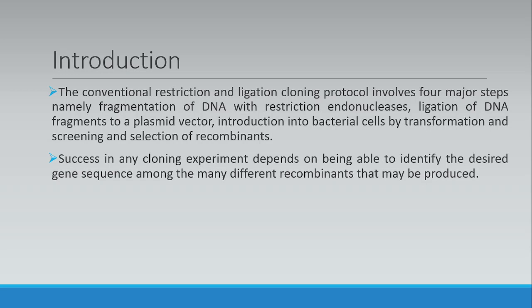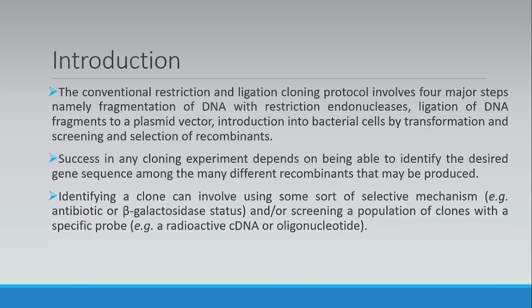So you have a host of recombinants, and from among them you will have to screen your recombinants. Identifying a clone can involve using some sort of selective mechanism, right? Here we call it a selection. That is, you're providing a selective pressure in the medium itself, so that it confers the ability only to the recombinants to grow and the non-recombinants to be inhibited.